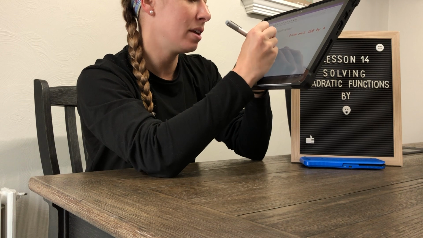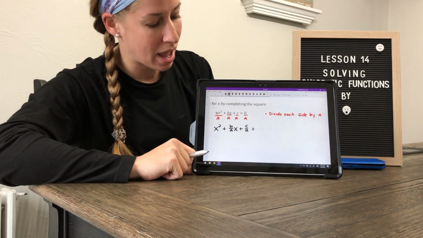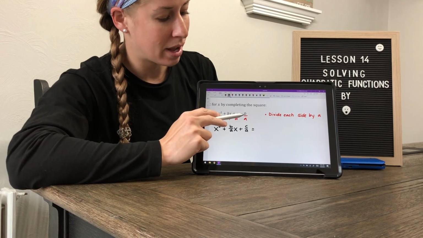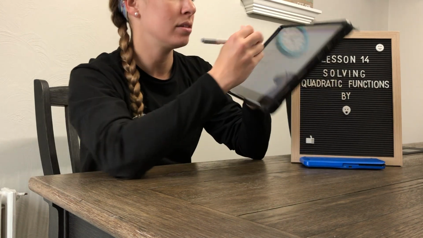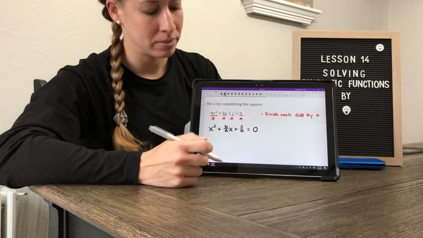Plus, I'm going to do the same thing here, c divided by a equals, well, 0 divided by a, or 0 divided by anything is still 0. Okay, so not too bad, right?